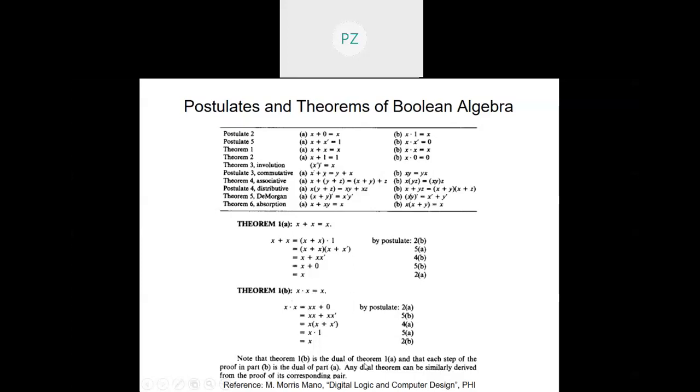Note the theorem 1b is the dual of theorem 1a, and that each step of the proof in part b is the dual of part a. Any dual theorem can be similarly derived from the proof of its corresponding pair. So this also proves duality. Whatever be the arguments, take the dual of that argument and you will be able to prove on similar lines in similar steps.